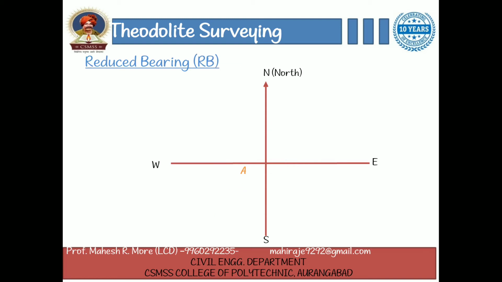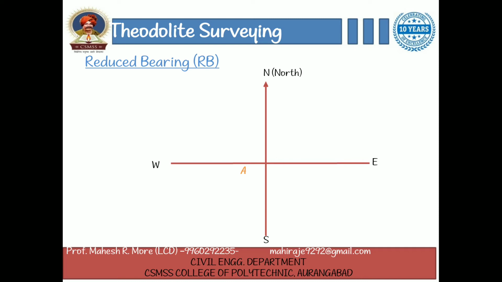Next one is reduced bearing. Reduced bearing is nothing but the quadrantal bearing. The magnetic bearing of a line measured clockwise or anti-clockwise from the north pole or south pole, whichever is nearest the line, towards the east or west, is known as the quadrantal bearing of a line.